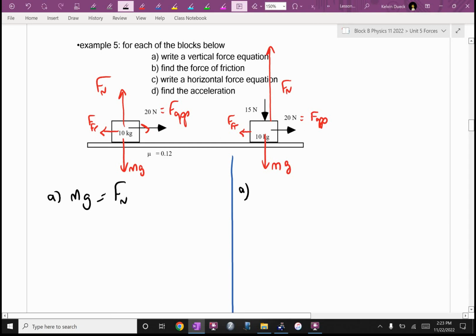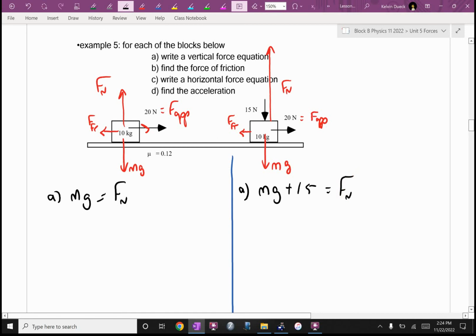And? No, weight's the same as gravity. Gravity, mg, and there's another arrow pointing down. What's the other arrow pointing down? Just tell me how big it is. Okay, everything down, mg and 15, has to equal everything up. Everything up. Yep. There you go.